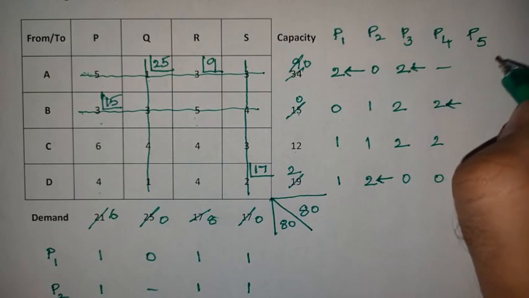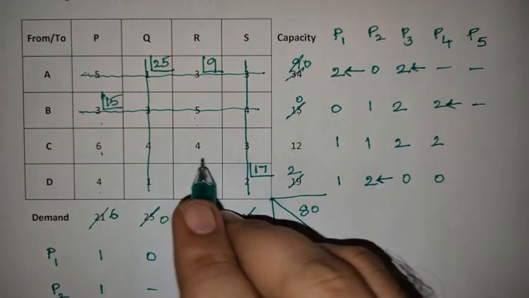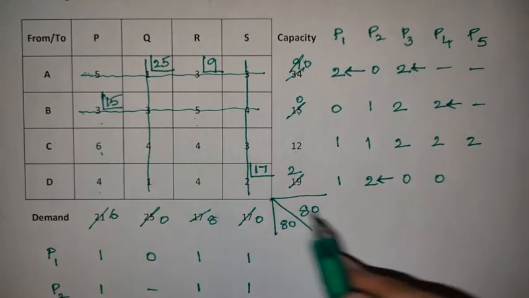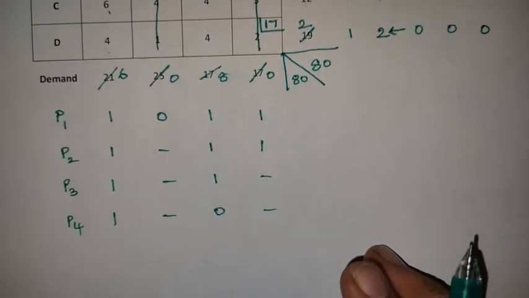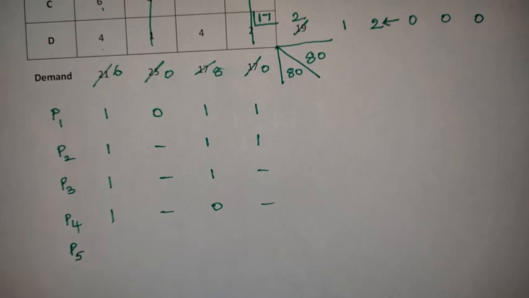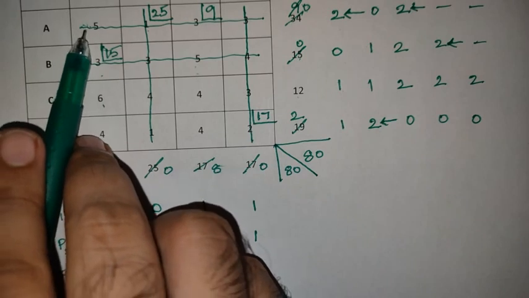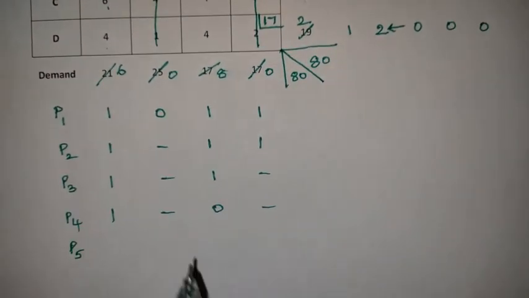So first row is not there, second row is also not there. Third row, the difference between 6 and 4 is 2, and the difference between 4 and 4 is 0. Next, similarly, let us find the fifth iteration of penalties of columns. What is the difference between 6 and 4? Now these two values are cancelled, so the difference between 6 and 4 is 2.